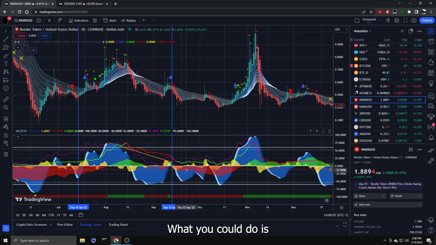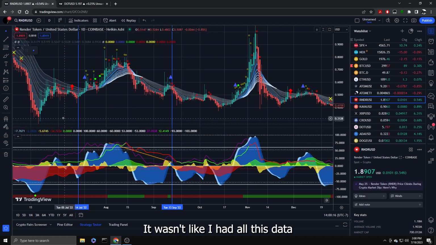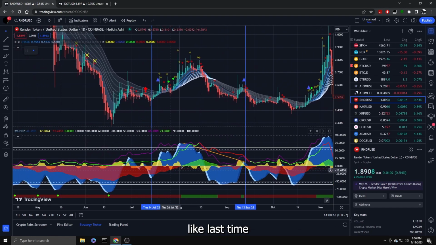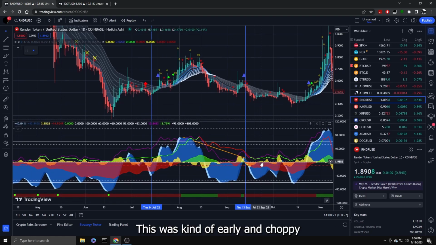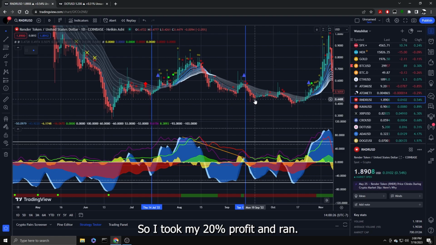What you could do is you could kind of squeeze, maybe the cash flow is going to continue rolling smoothly, but it was too early to tell at that point. It wasn't like I had all this data like last time. I had this long pattern of movement to watch for. This was kind of early and choppy, and I wasn't sure yet. So I took my 20% profit and ran.